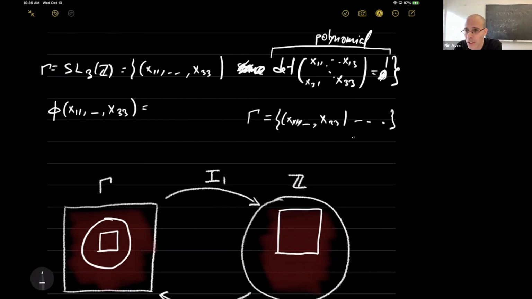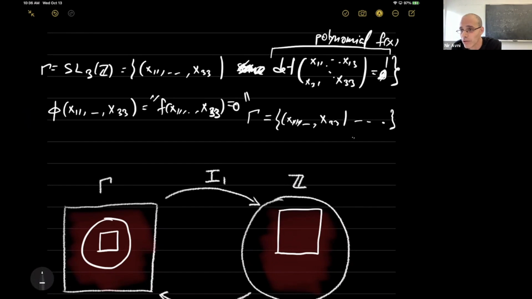So it's a polynomial condition, therefore the polynomial f of x11 up to x33 is equal to 0. This is a first order statement. It gives you a set, okay?